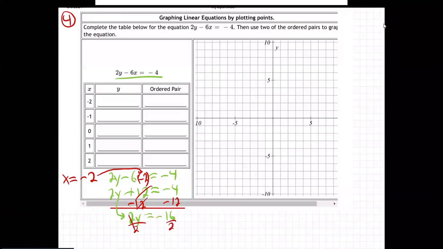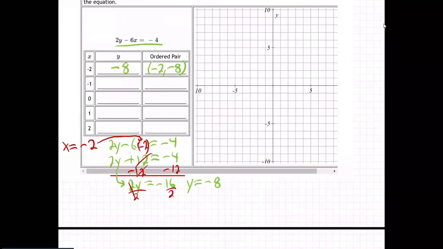And then divide by 2, and we get y equals -8. So I'll bring that back, -8. And that makes the ordered pair (-2, -8) with parentheses and a comma. Whenever they say ordered pair, they want you to do parentheses and a comma like that for the X and the Y. Then we just do that again and again for every one of these points.